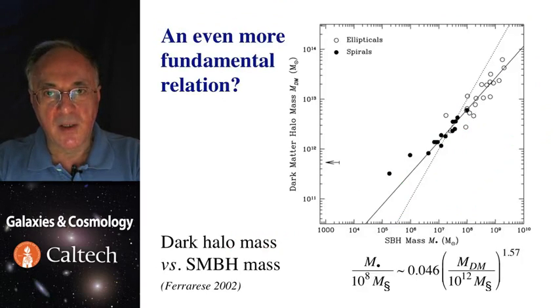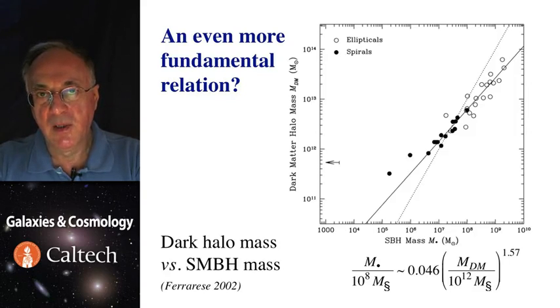An even more interesting relation was found by Laura Ferrarese and collaborators, and she estimated masses of dark halos of galaxies from their kinematics, and it turns out that those are correlated with supermassive black holes as well, superbly well. But interestingly, in a nonlinear fashion.